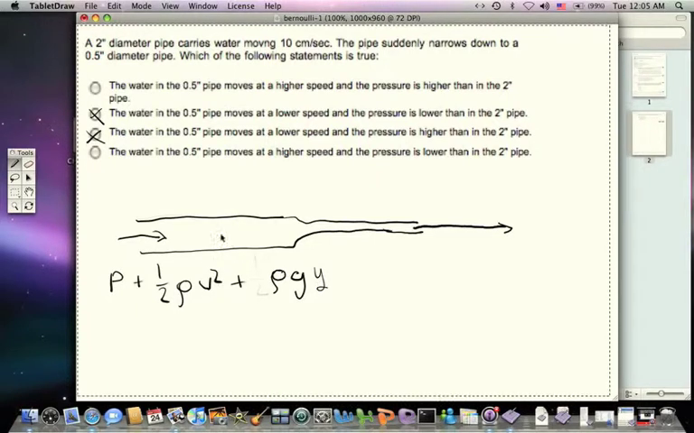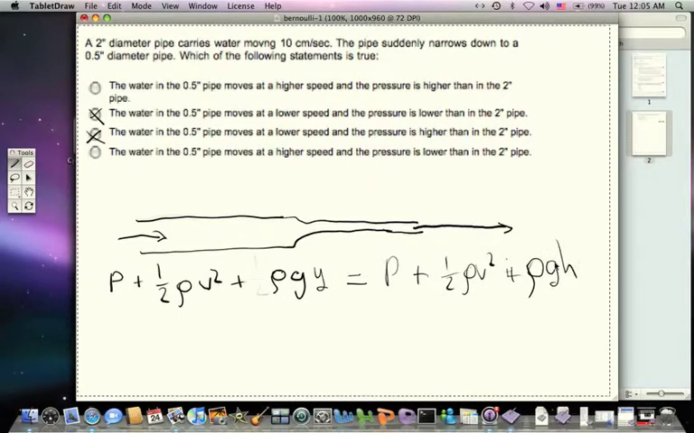And the idea is that in the left pipe, which is the bigger pipe, you have the pressure plus the kinetic energy plus the potential energy. And on the right pipe, essentially, you've got the same thing. Now, the idea, of course, is the height doesn't change, and so these terms are equal to each other. You can kind of ignore it.